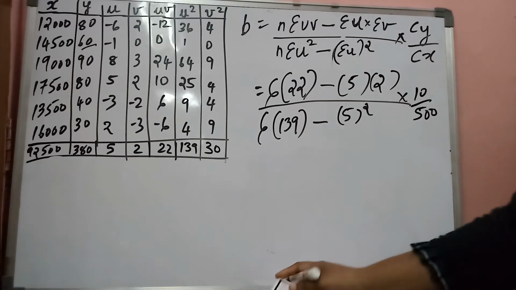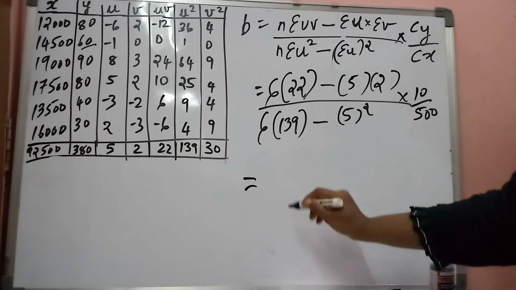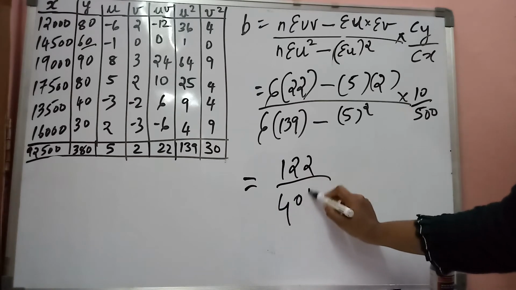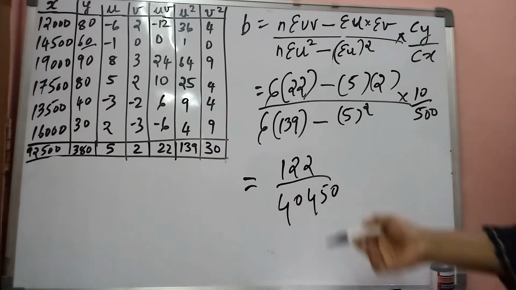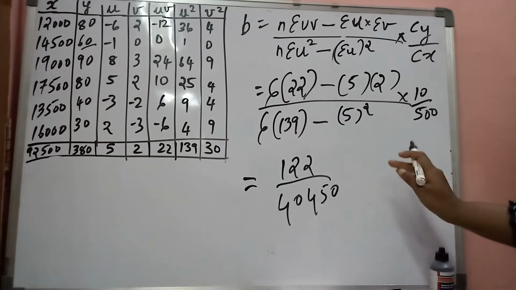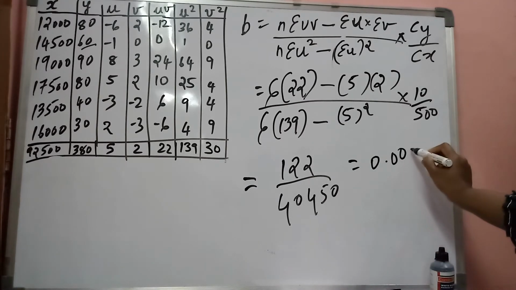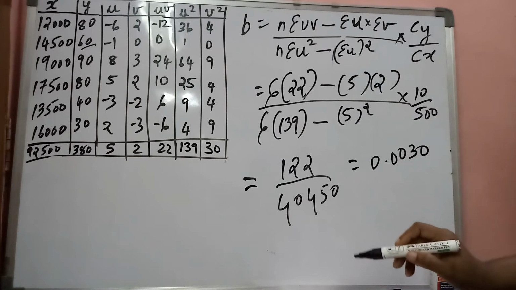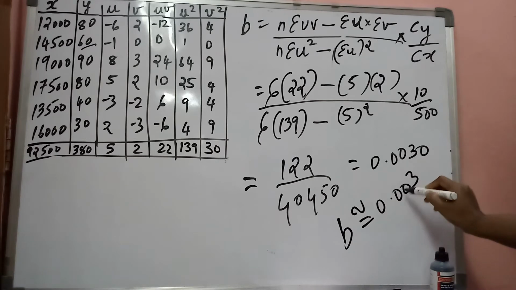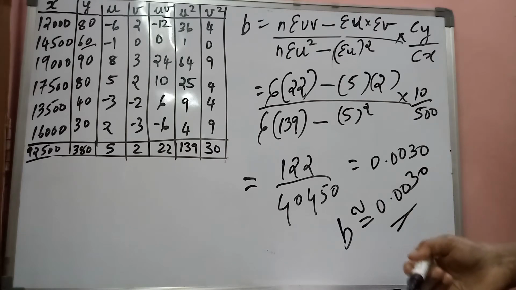So I'm just writing the final answer. It would be coming like this, 122 divided by 40450. Then you have to divide. So let's divide 122 by 40450. It would be 0.0030. Like this is my B. 0.003, you can take 0 also. Clear? Now the next step is to find out your A.